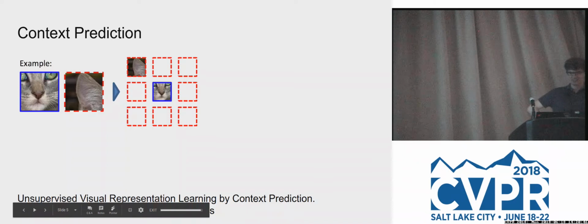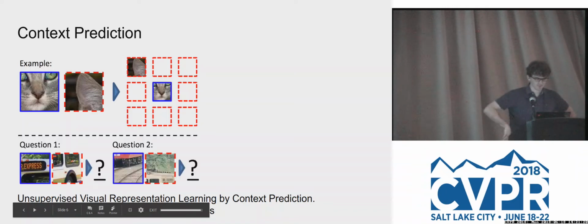What they did is they created this context task where you just take an image, you break it up into pieces, and you try to predict the relative position between these two pieces. So here in the example of the cat, you want to predict for free where each piece came from in the image, because images all have this context built in. So you can train a model that tries to predict, given these two pieces, what's the relative position. The answer is shown on the right in red there.